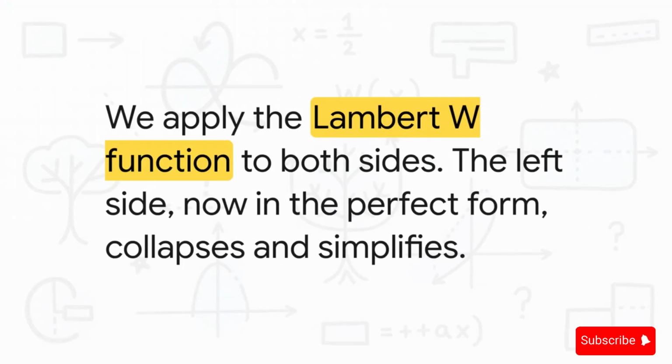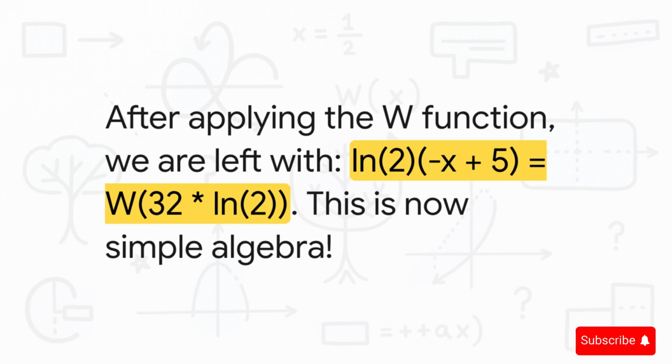So here we go. We take our key, the W function, and we apply it to both sides of the equation. And on the left, because we did all that hard work to get it into the perfect form, the whole thing just collapses. It simplifies beautifully, leaving behind only the a part we worked so hard to create. And this is what we're left with. On the left side, all that's left is our a, which was the natural log of 2 times (5 minus x). And on the right side, we have W of 32 times the natural log of 2. And all of a sudden, look, this impossible problem is just a basic algebra equation now. We can actually solve this.